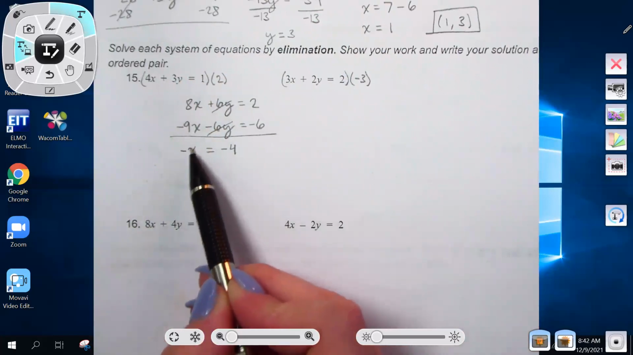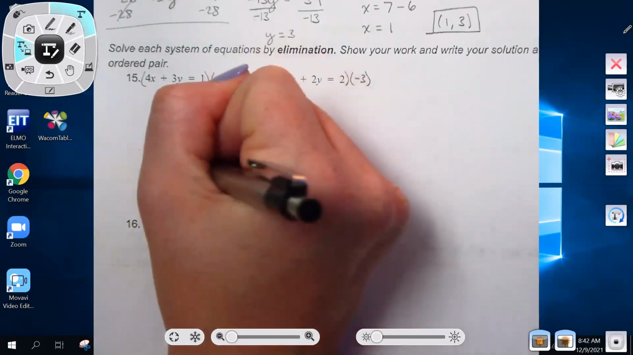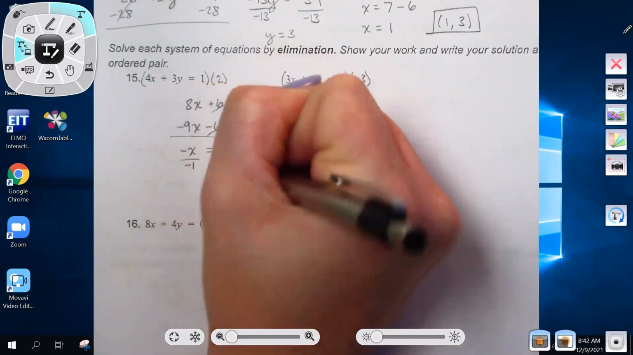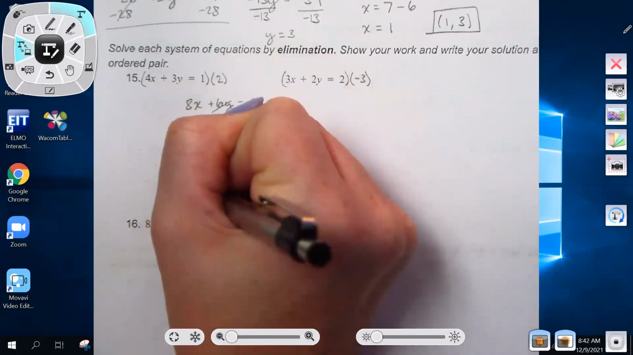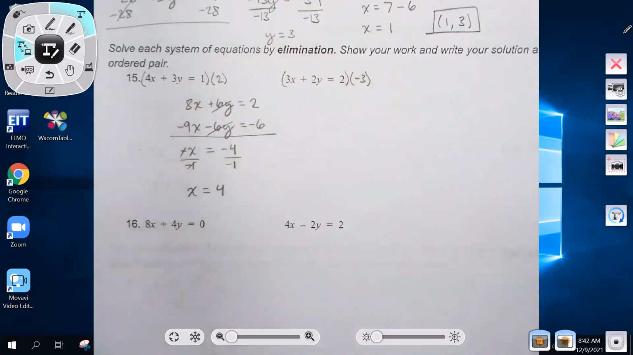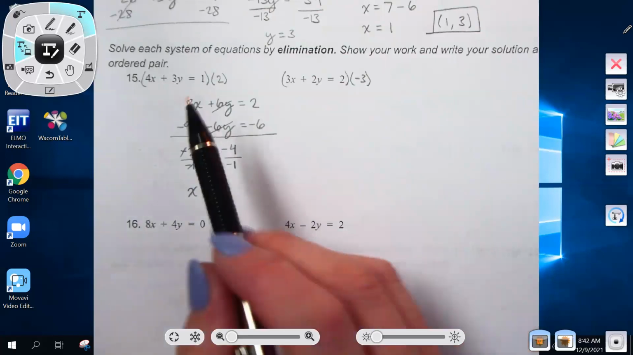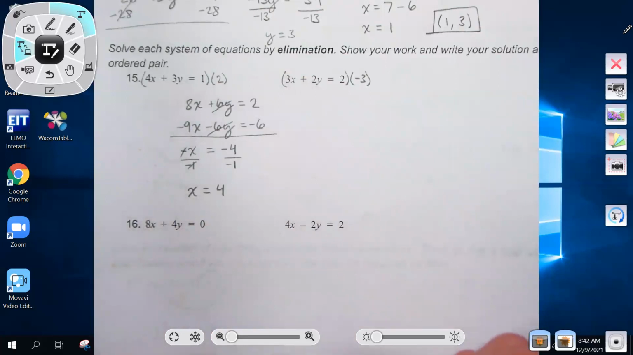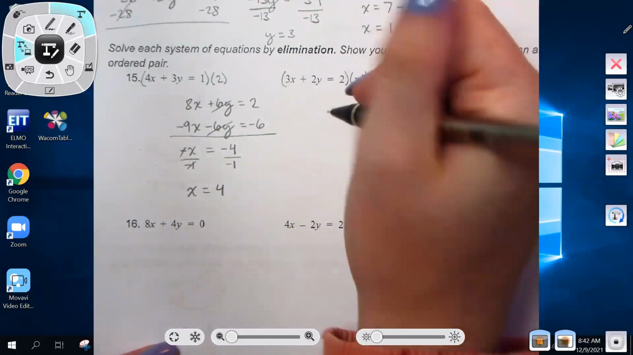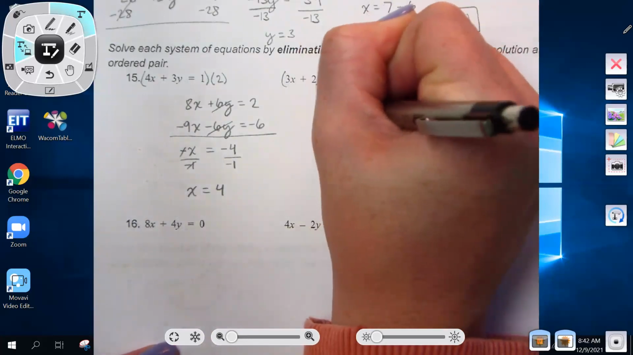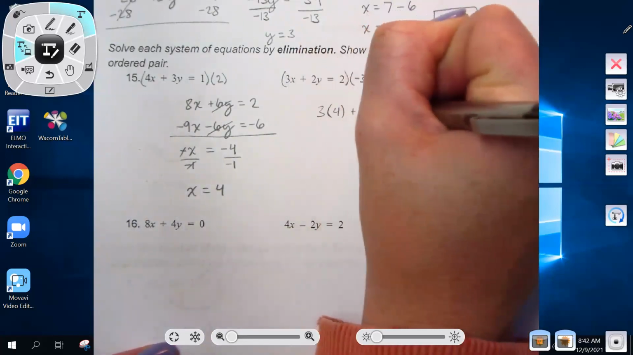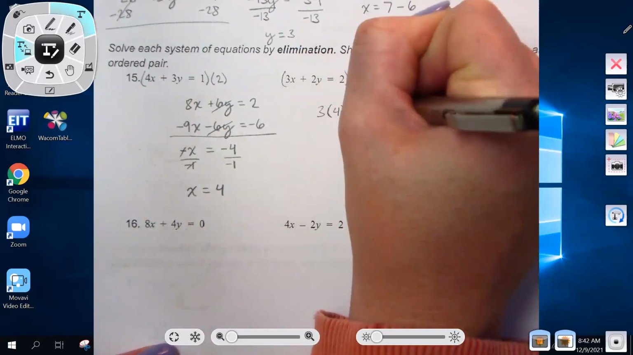We need to make sure our variables are positive, so we need to divide both sides by -1. That gives us +x equals +4. Once you get one variable, you can go back to either one of the original equations and plug that value in for that variable. So if I just use this second equation, instead of 3x, I'm going to have 3 times 4 plus 2y equals 2.